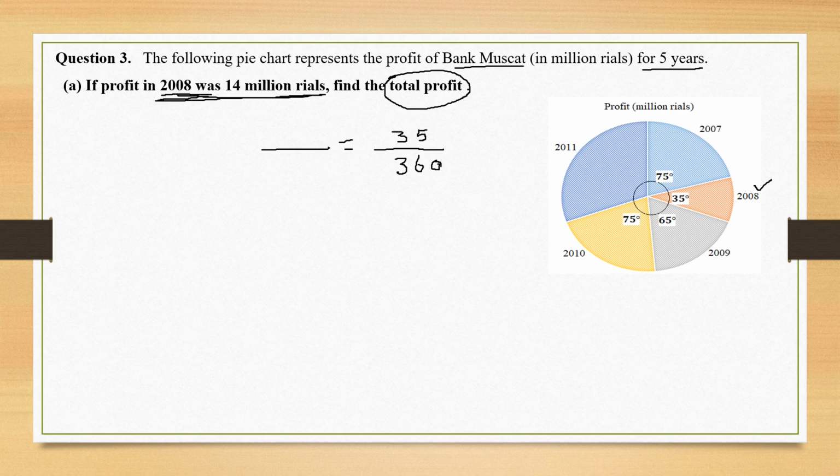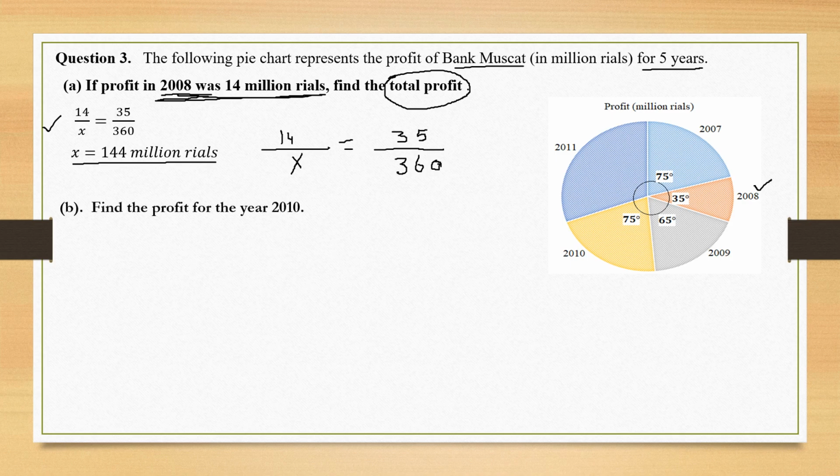And now we need to find out the total profit. The profit for 2008 is given as 14. Now here in this step, 14 by x is equal to 35 by 360. So by cross multiplication, the value of x is 144 millions real. This is the total profit for 5 years.